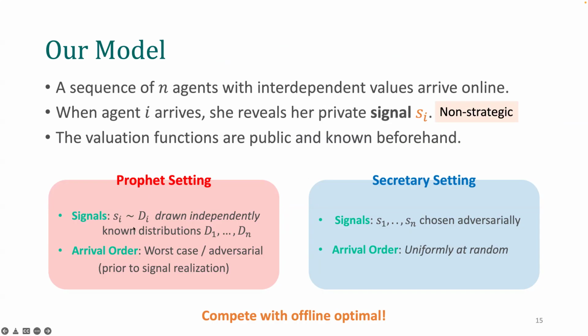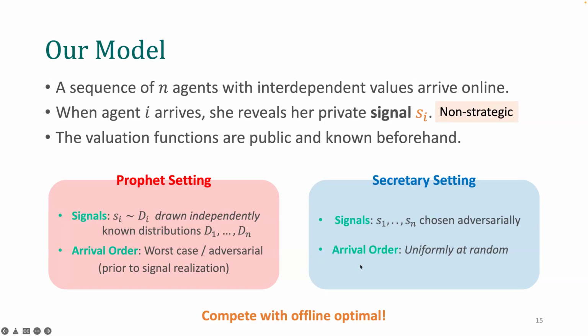In the prophet model, the signals are drawn from some known prior distributions. Each signal S_i comes from some distribution D_i, and the distributions are independent of each other. So the signals S_i are drawn from D_i, and we know all of the distributions beforehand. But the arrival order can be adversarial, fixed by some adversary beforehand, before the realization of the signals. And in the secretary setting, the signals can be arbitrary and adversarially chosen, but the arrival order is going to be uniformly at random.